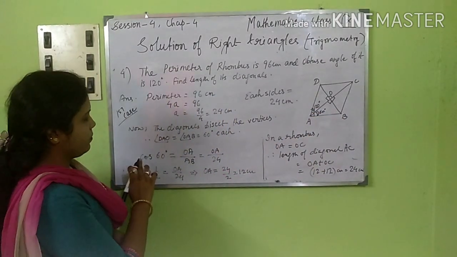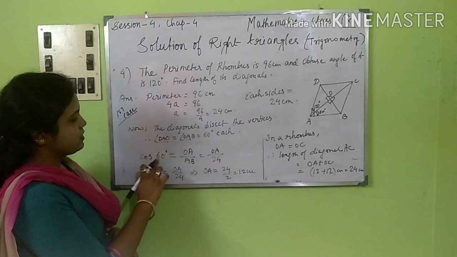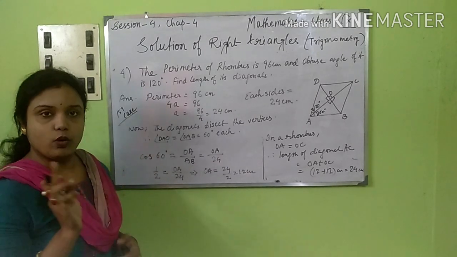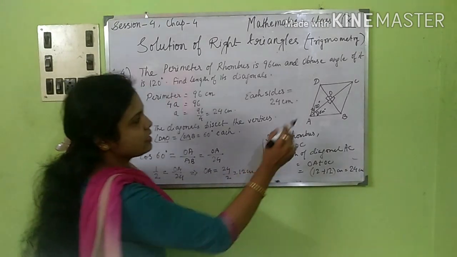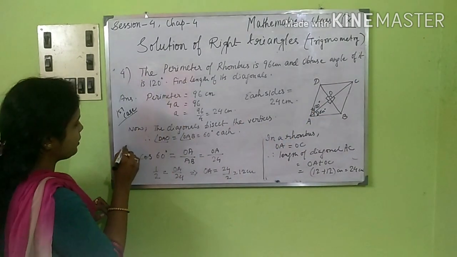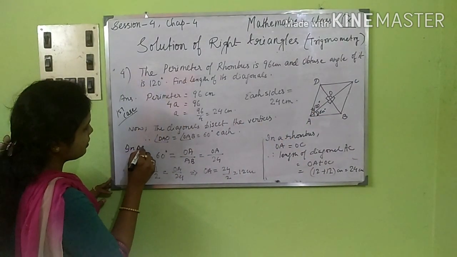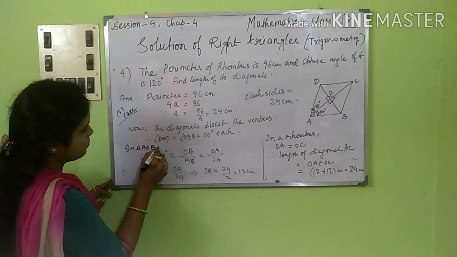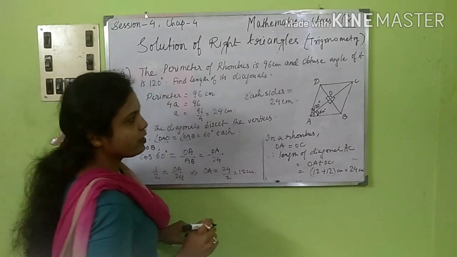Next, cos 60 we are considering. Why? Because first we are considering this particular triangle, triangle AOB. Okay, we are considering the triangle AOB.